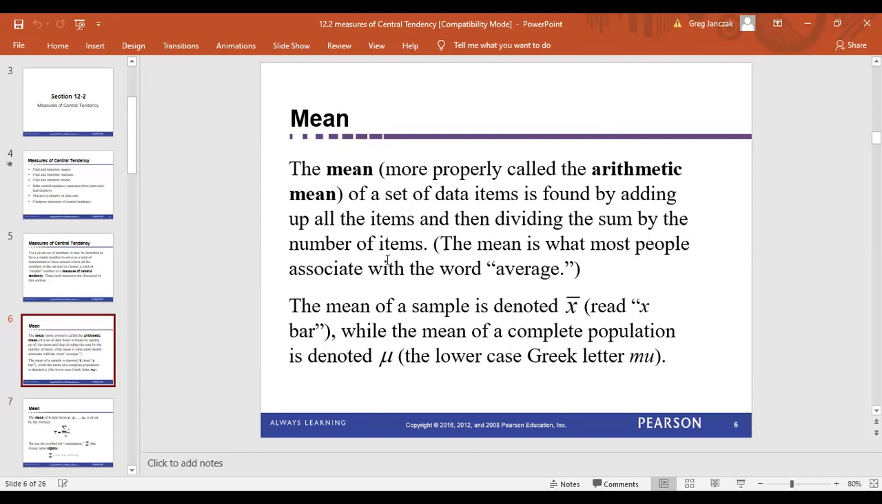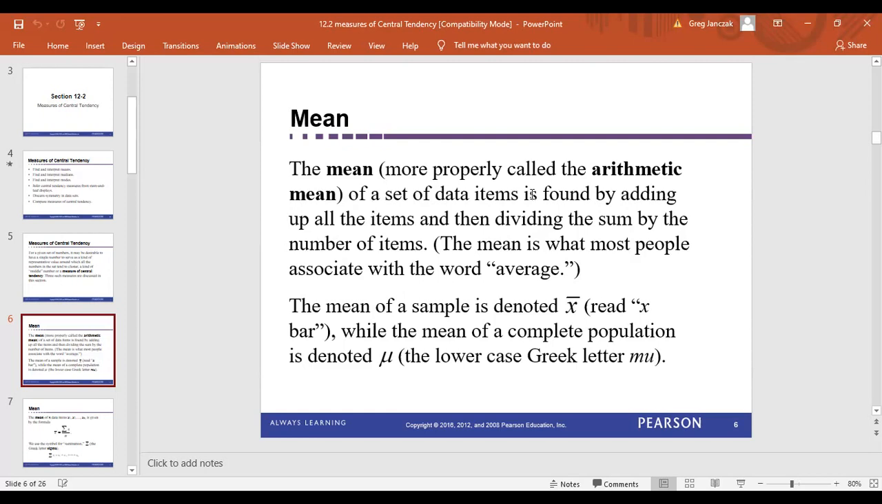So let me let in just more. Hello. We are working on lesson 12.2 and measures of central tendency. And basically, we just got started. This is really the first slide.